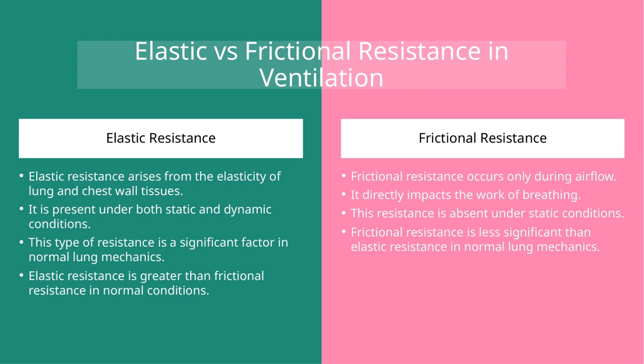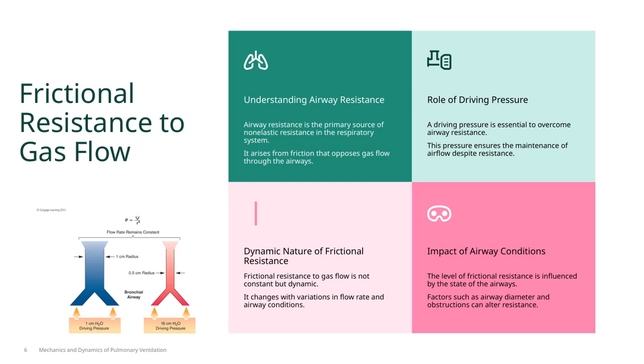So, when we compare elastic and frictional resistance, elastic resistance is the major player in how our lungs function during normal breathing. It influences the ease of lung expansion, while frictional resistance becomes more relevant during active airflow. Understanding this balance helps us appreciate how our respiratory system works efficiently under normal circumstances, and how it might be affected in disease states.